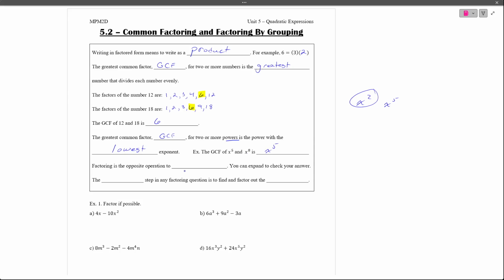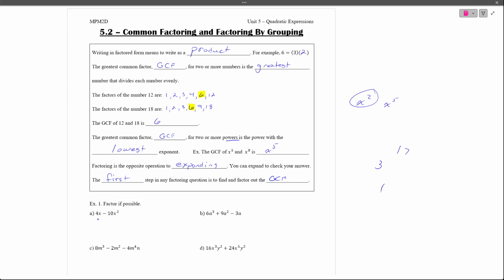As I said before, factoring is the opposite operation of expanding. We're trying to bring it back. We can expand to check our answer if we wanted to, so you can go back the other direction. If you end up where you started, you did a great job. So the first step in factoring any question is to find and factor out your greatest common factor. And this is always going to be the case. There are going to be certain situations where you simply don't have a GCF. So for example, if I had the number 17 and 3, there's no GCF of these things other than 1, and dividing by 1 doesn't solve any problems. So that doesn't work.